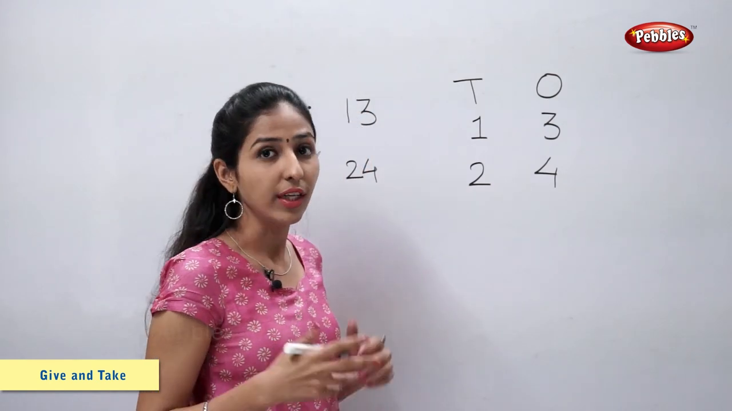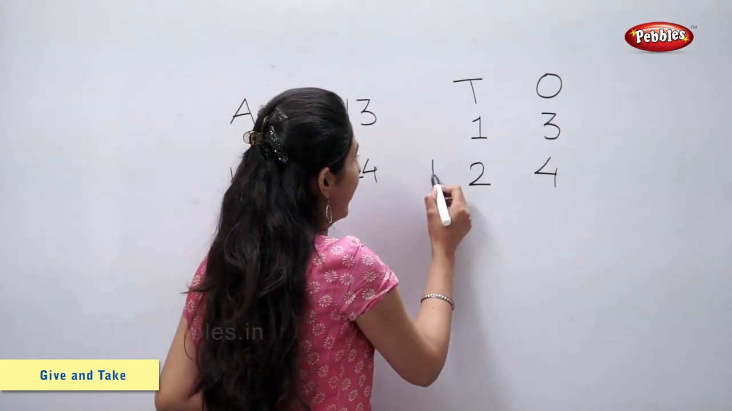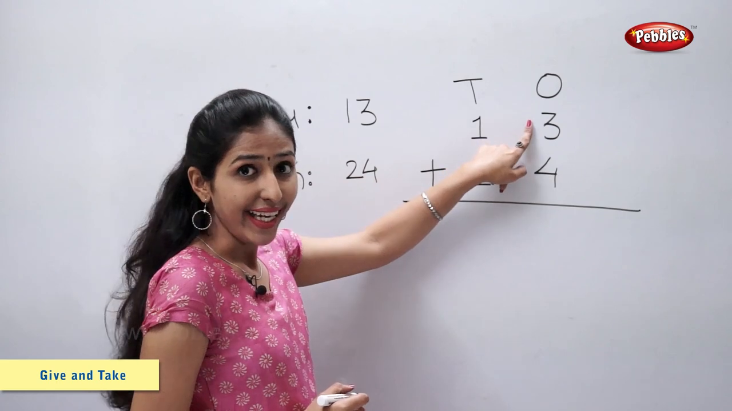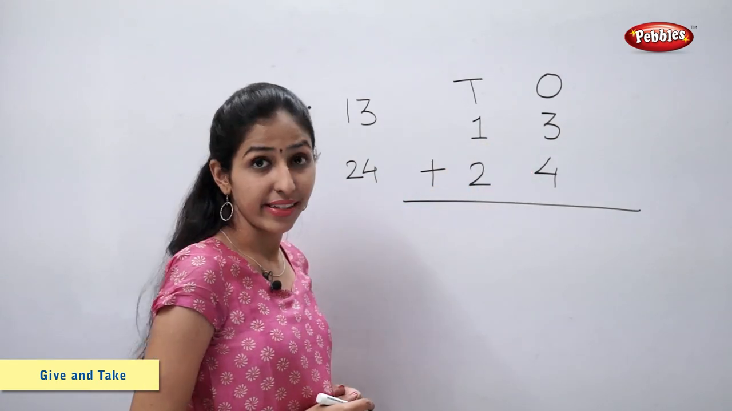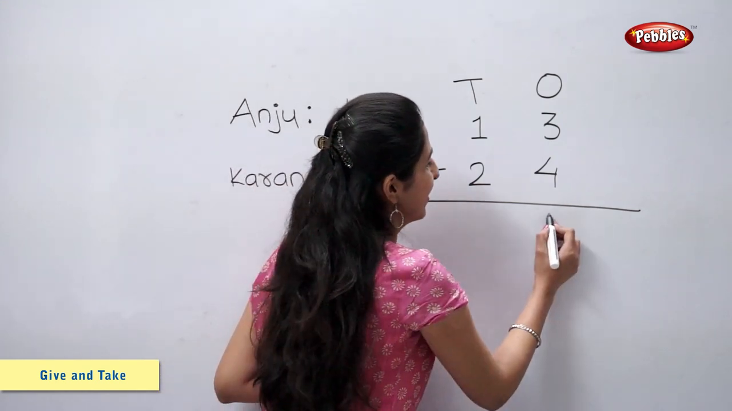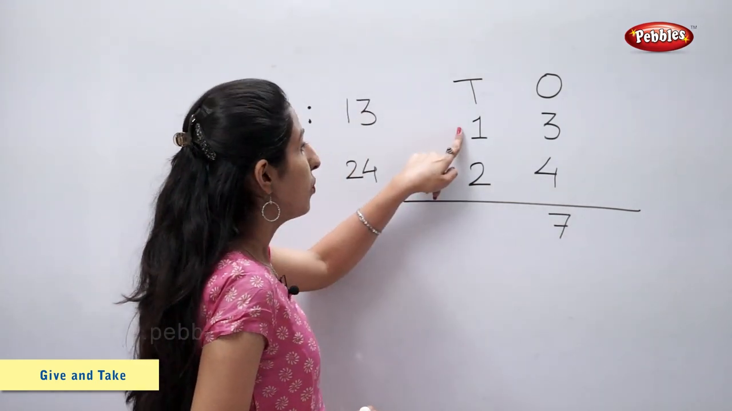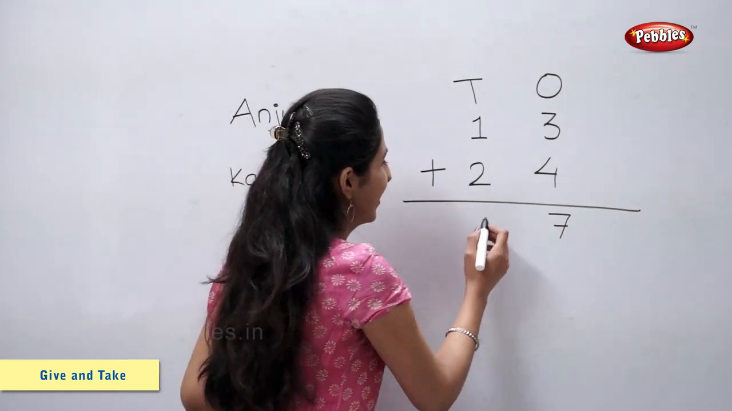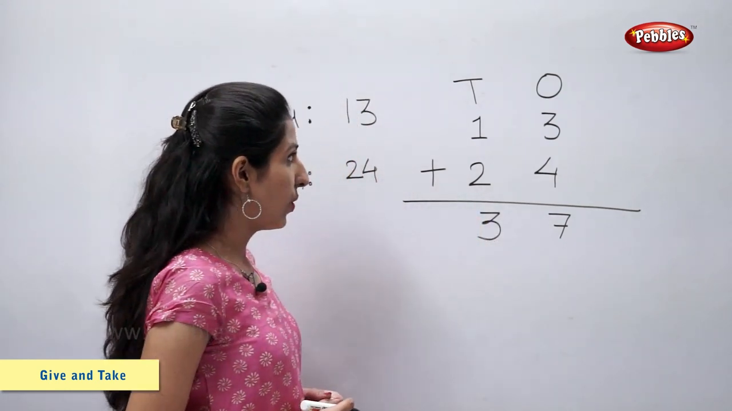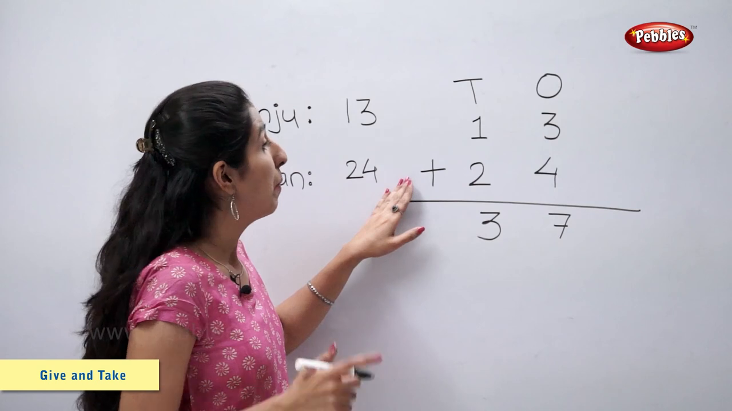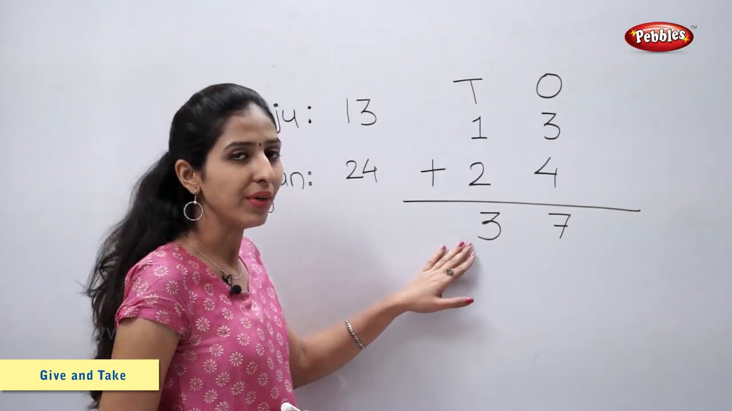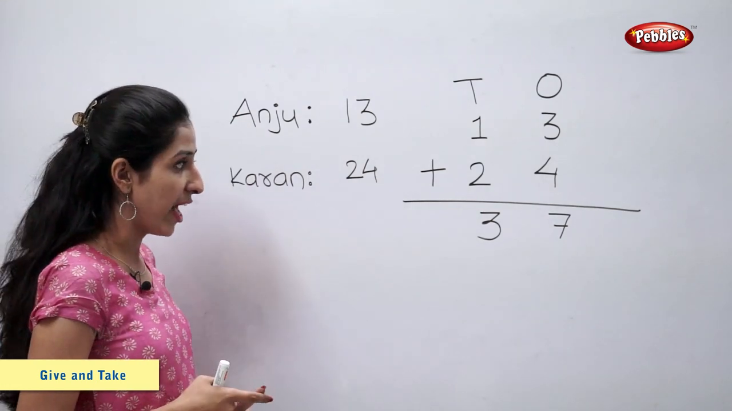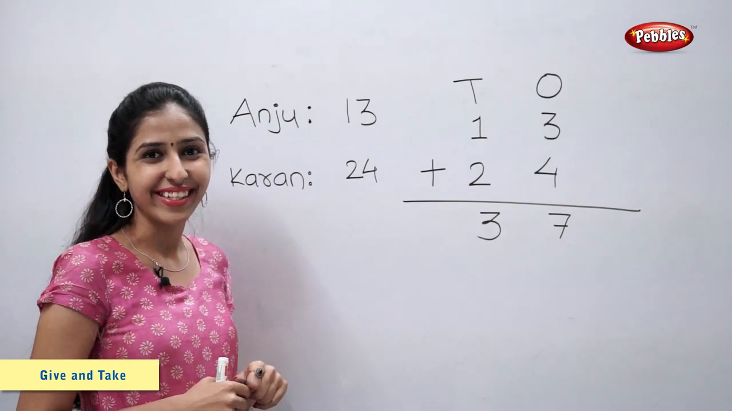Now, let's count total number of pearls. 3 plus 4 is equal to 7. 1 plus 2 is equal to 3. So, 13 plus 24 is equal to 37. That means Anju and Karan are having 37 pearls together.